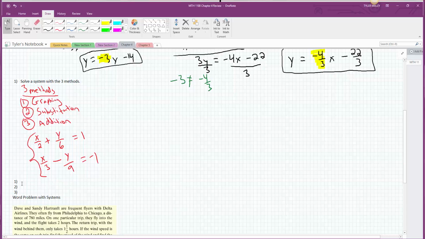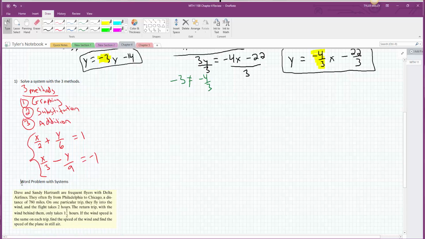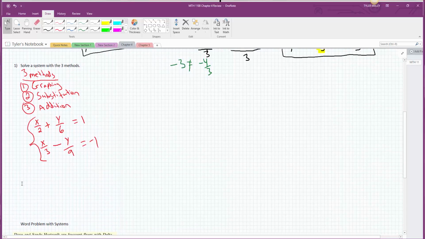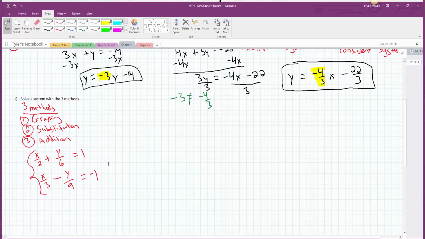Oops. Sorry about that. Just get rid of the numbering. Alright.